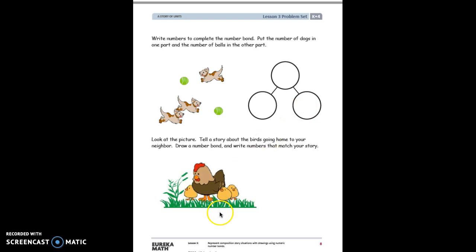Last, we're going to look at the hen and the chicks. Look at the picture. Tell a story about the birds going home to your neighbor. Draw a number bond and write the number sentence that matches your story. So you're going to draw a number bond with circles, and you're going to fill in the number bond to match this picture and tell a story.